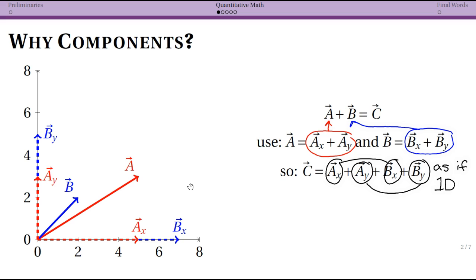And adding 1D vectors is very, very easy to do, because all you literally have to do in that case is actually just add the numbers.